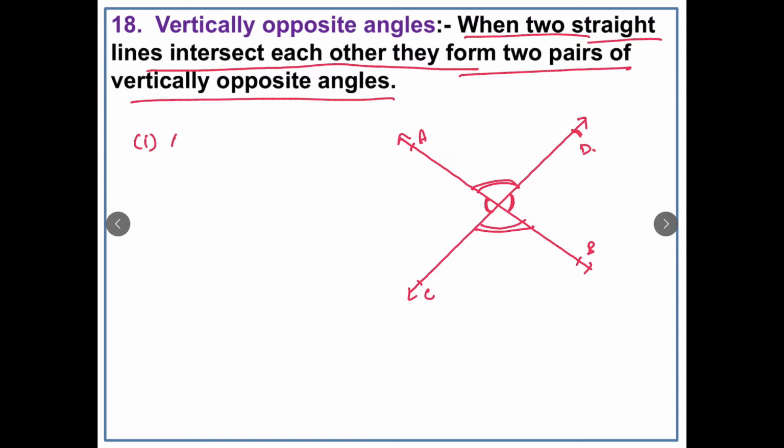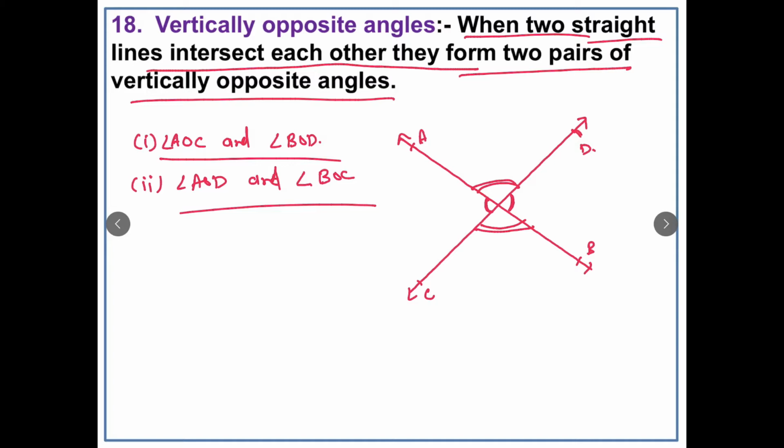First one is angle AOC and angle BOD. The second pair of vertically opposite angles it is forming is angle AOD and angle BOC. So these are the two pairs of vertically opposite angles formed by these two intersecting lines. Let's say they are intersecting at point O. So they are forming two pairs of vertically opposite angles. One is AOC and BOD. The second pair is AOD and BOC.